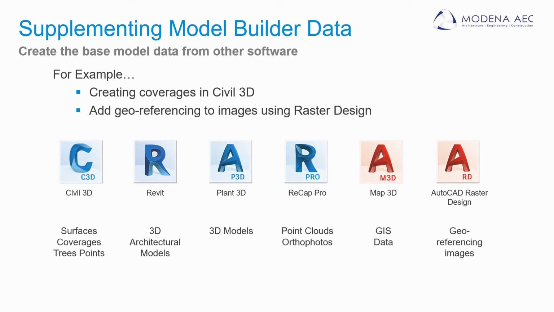With Plant 3D, you can bring in full 3D plant models. Recap Pro can import point clouds and orthophotos, which are also georeferenced. With AutoCAD Map 3D, you can import GIS data. And with AutoCAD Raster Design, you can georeference images and then bring them into Infraworks and drape them over a surface.